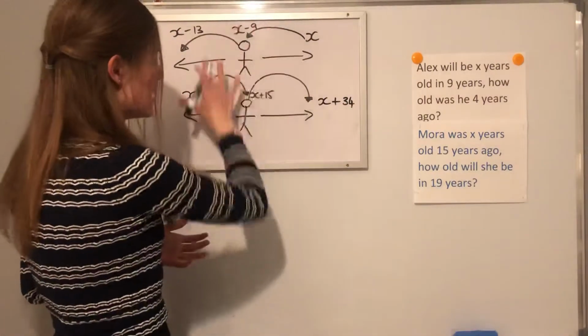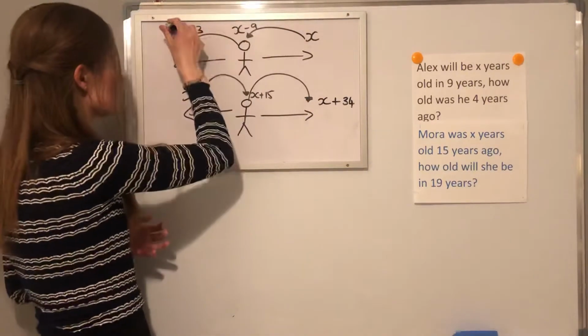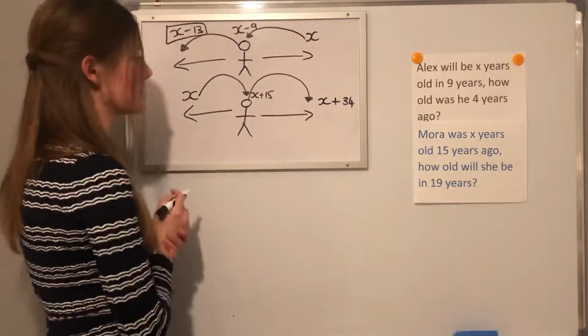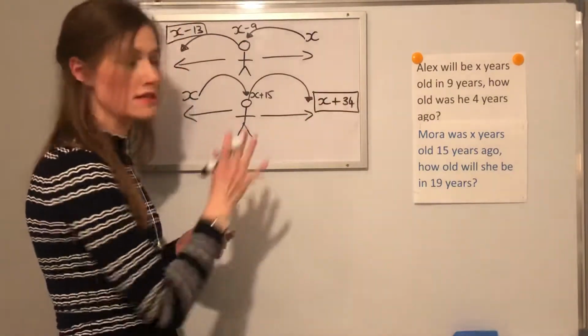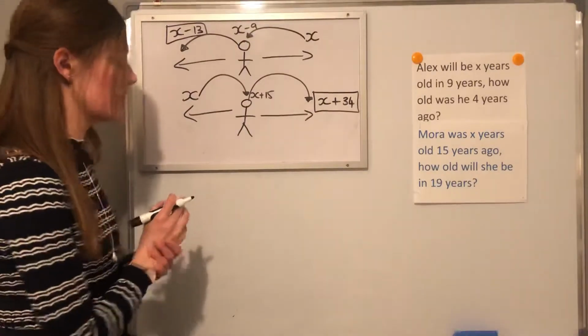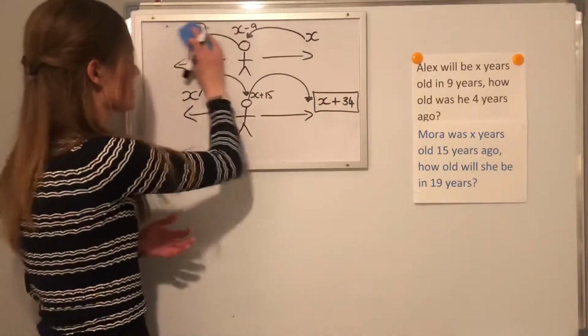Okay, so that's how you do these basic ones. These are going to be your answers: X minus 13 and X plus 34. They're the things you're going to put in the answer box. And that's what it means when it says leave X in your answer.